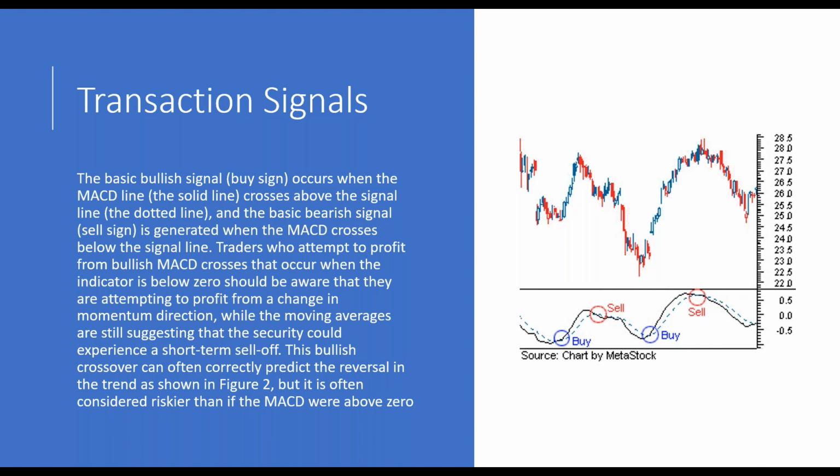Traders who attempt to profit from bullish MACD crosses that occur when the indicator is below 0 should be wary that they are attempting to profit from a change in momentum direction, while the moving averages are still suggesting that the security could experience a short-term sell-off.